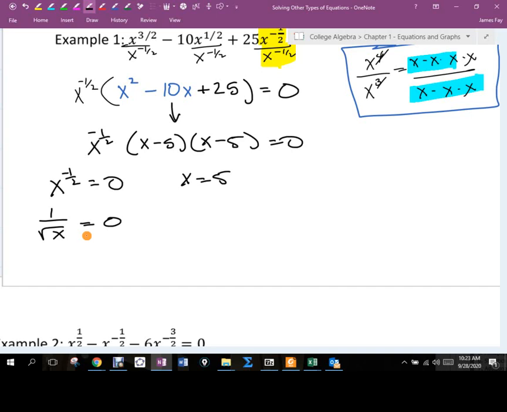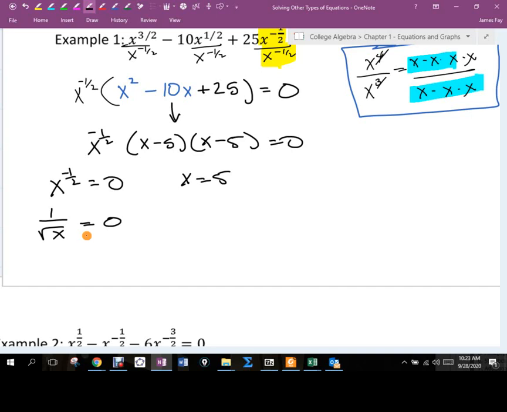Let's try numbers that are bigger than 1. If I try 4, I get 1/2, right? Does that equal 0? What if I try 9? I get 1/9. Does that equal 0? Now, what if I put 900 in there, and I get 1 over 30? Is 1 over 30 equal to 0?